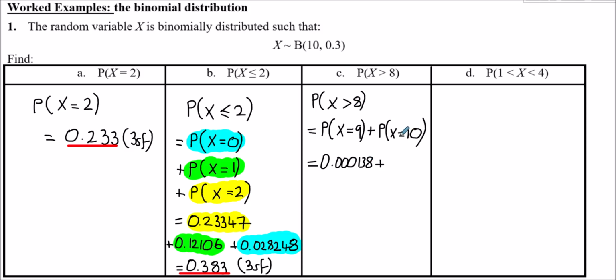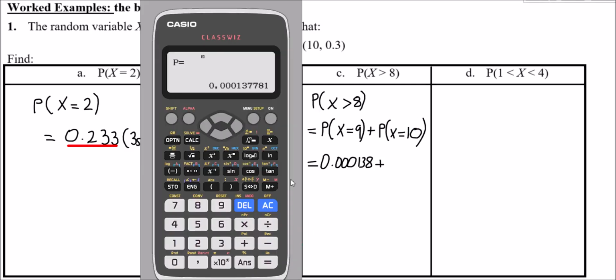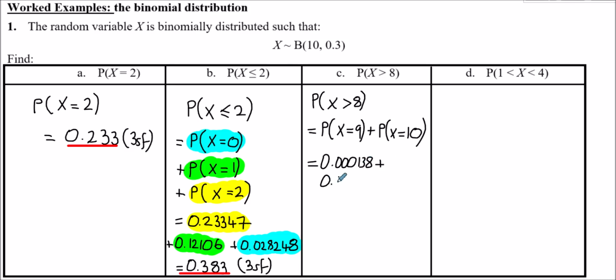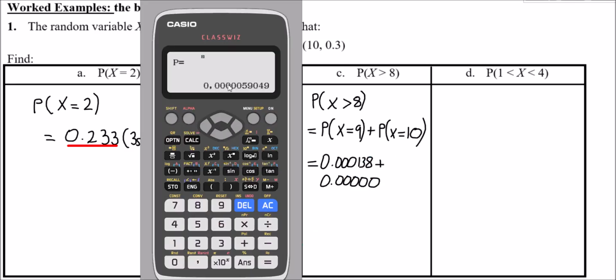And this one here is going to be even smaller. 0.3 times 0.3 all the way to the power 10. So on the calculator, we press AC, change the x to a 10, and see this number shrink even smaller. Look at this, absolutely minuscule. So we've got 1, 2, 3, 4, 5 zeros after the decimal point, and then we've got 5, 9, 0.